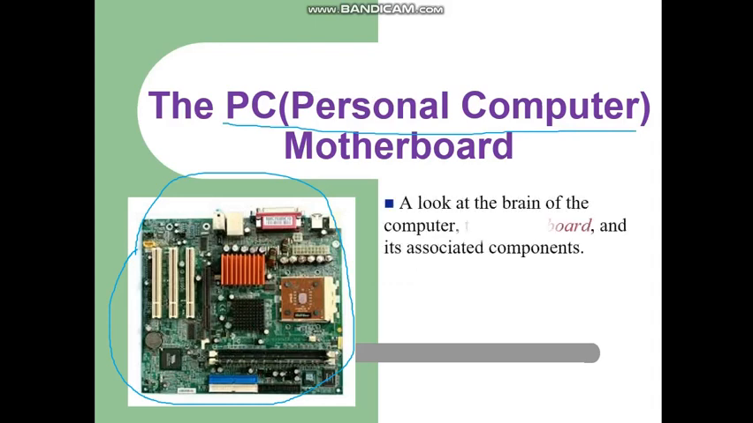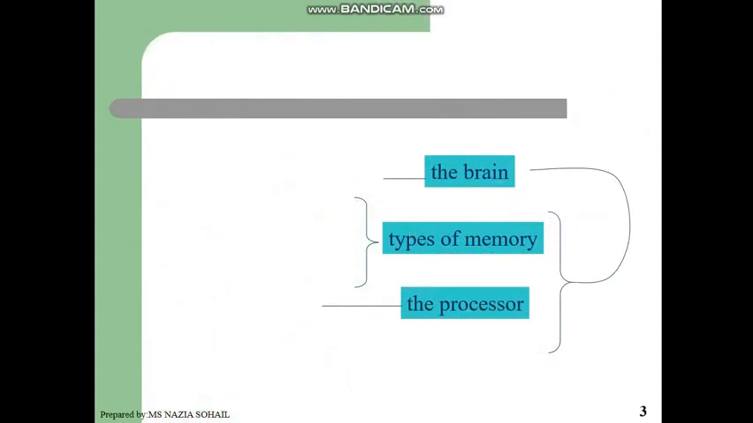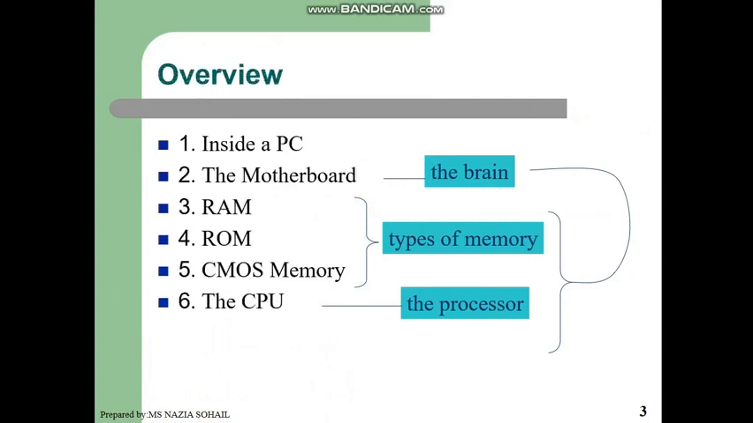So normally you look at the brain of the computer, the motherboard. Basically it's also known as the CPU. The motherboard contains a CPU and its associated components. Inside the motherboard are RAM, ROM, CMOS memory, the CPU and expansion slots.